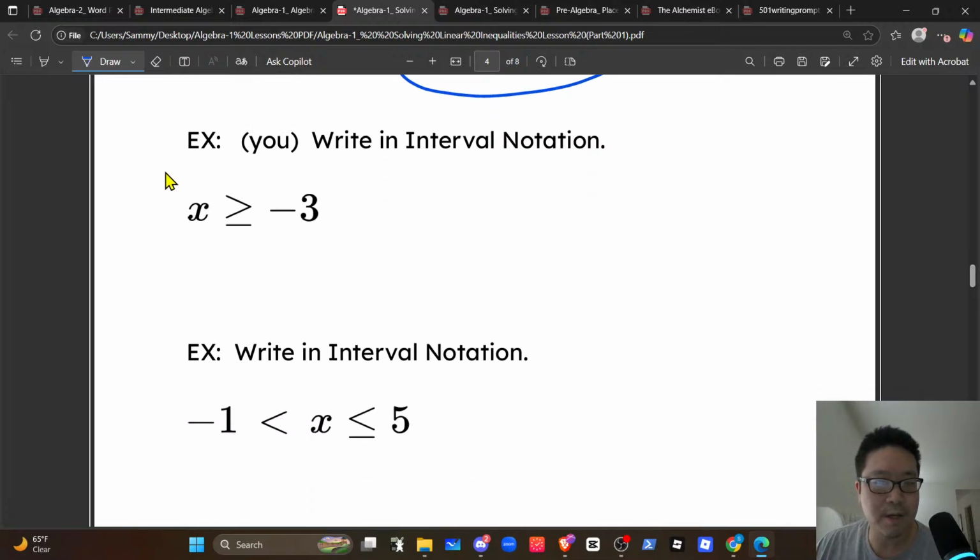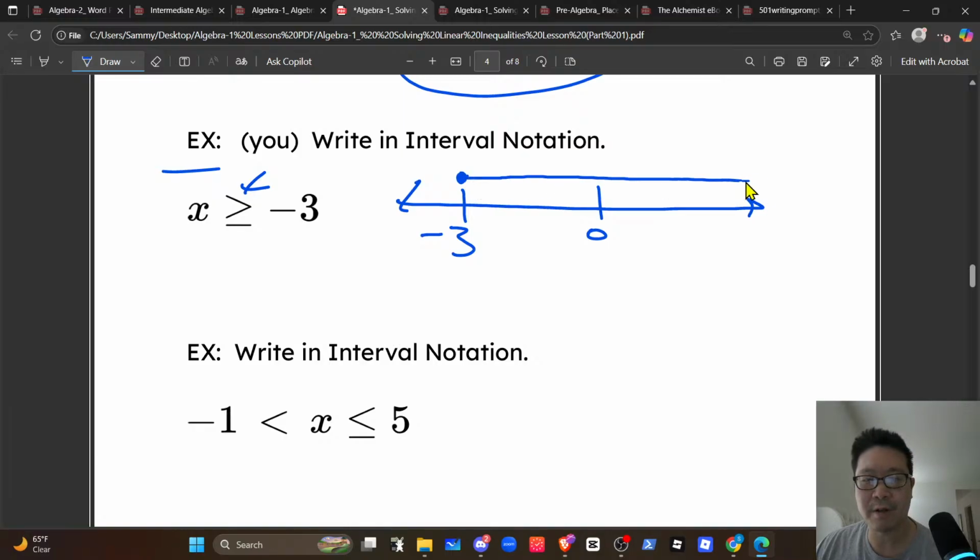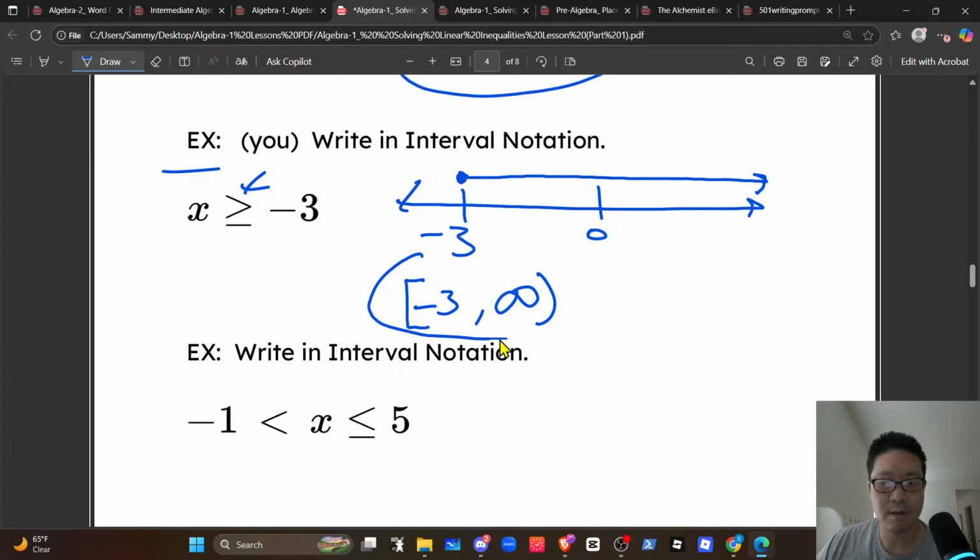All right, another example. x is greater than or equal to negative 3. Same thing. Start with your number line. We have negative 3, and it's going to be a closed circle because it's a non-strict inequality. And it's going to be all numbers greater than negative 3. So we're going to draw a line going all the way to positive infinity. In interval notation, this would be negative 3, square brackets, because it's a closed circle, to positive infinity. And that would be our answer.